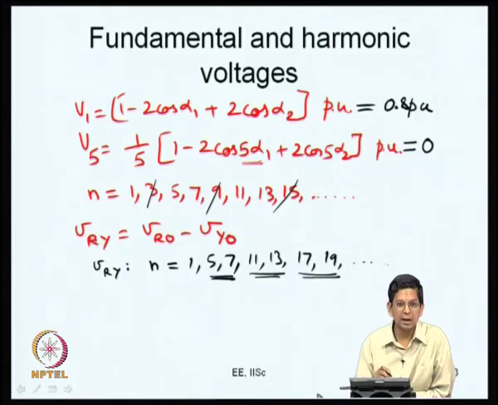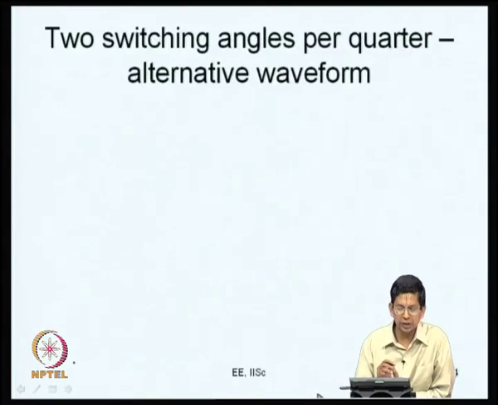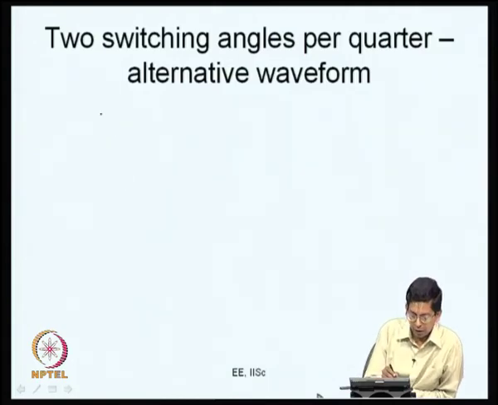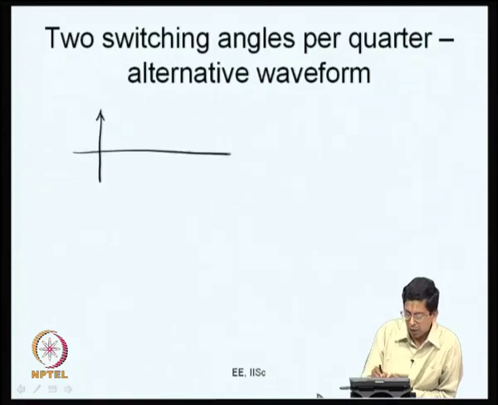We will deal with it a little later. Before that, let us try to understand the various possibilities. The same fundamental voltage can be obtained through various pairs of alpha 1 and alpha 2, that is what we have now. So, here it is better to see there is an alternative waveform also with two switching angles per quarter. The alternative waveform, as I was saying, could be like this.